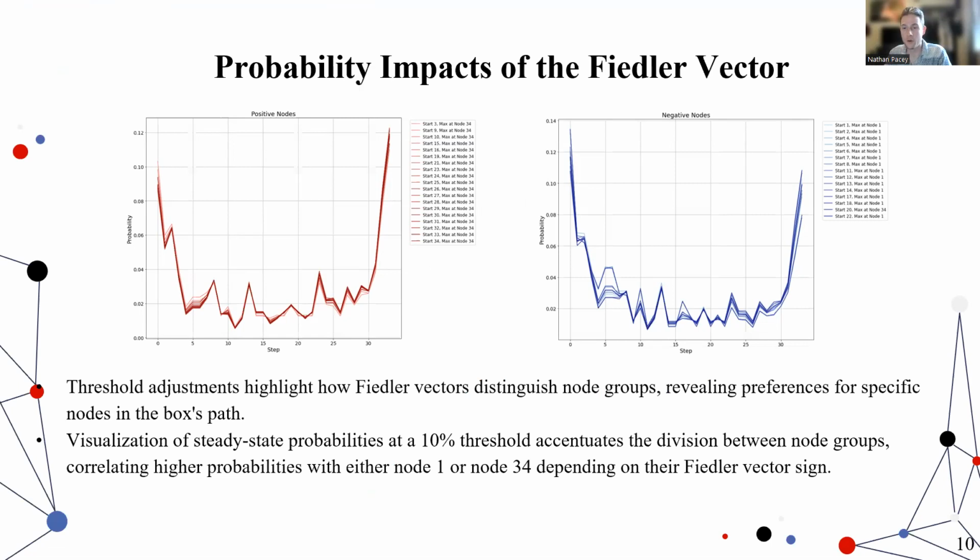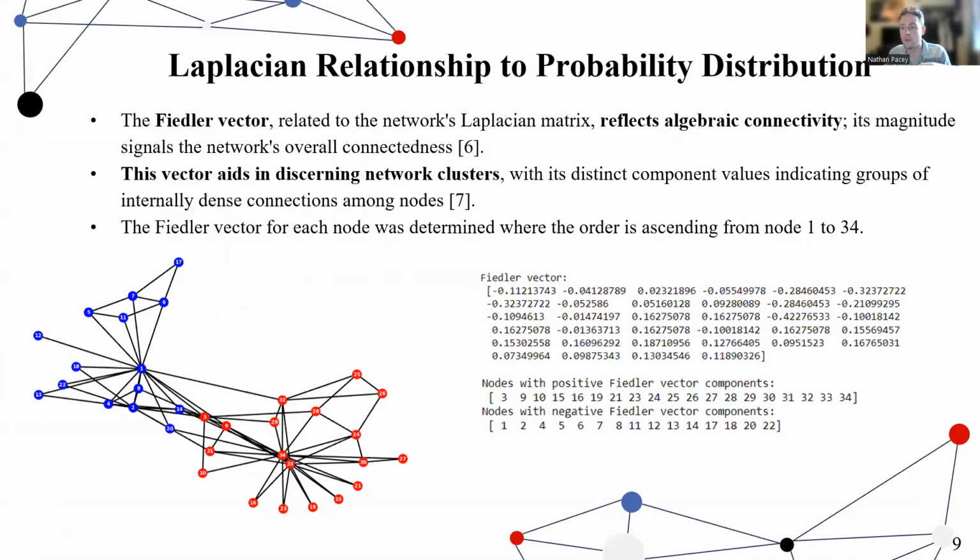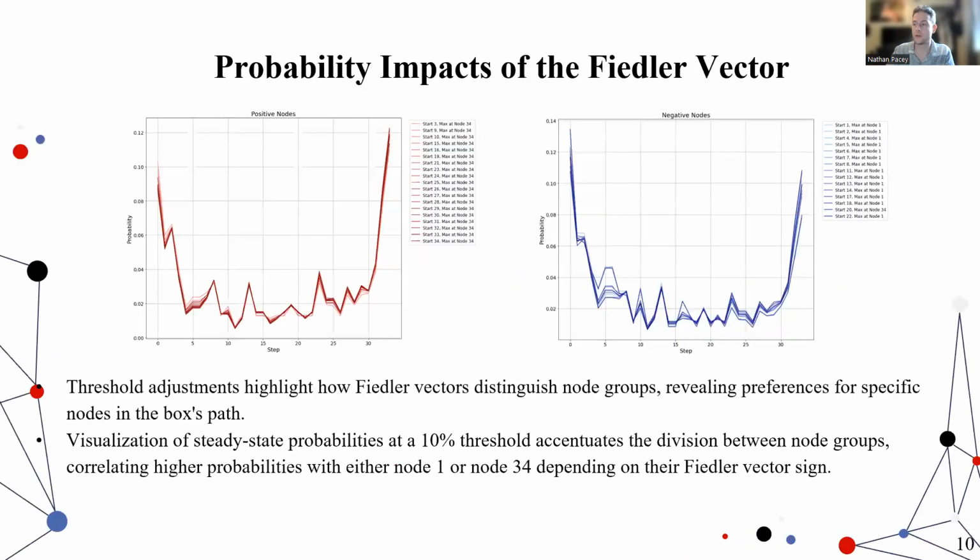So for negative nodes, we can actually see that node 1 for a larger threshold is the most likely to receive the box at the end of the random walk. Well, for positive nodes, even for a large threshold, it doesn't change. 34 is still the node with the largest probability of receiving that box. And this makes perfect sense when we go back and look at these two clusters. Node 34 is highly connected within the positive Fiedler vector nodes, while node 1 is highly connected within the negative Fiedler vector nodes. So it makes sense that we see this discrete difference.